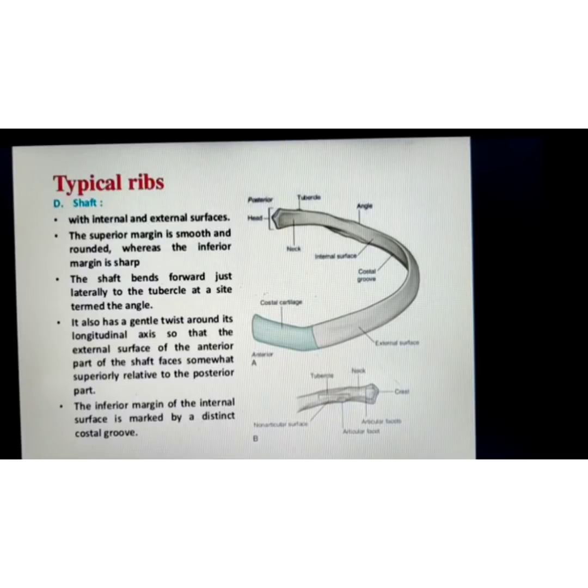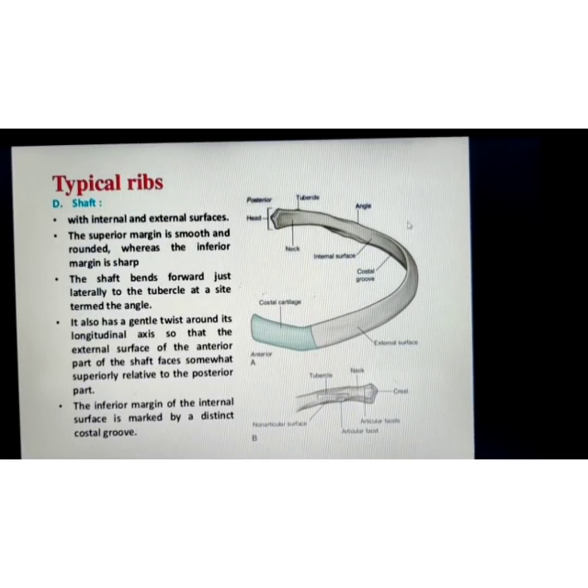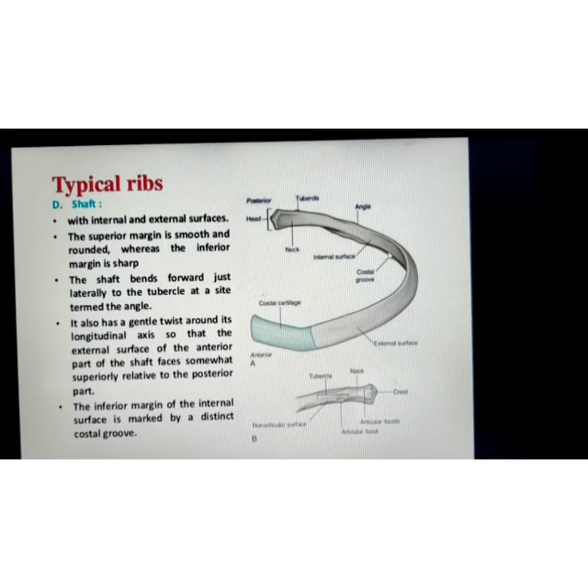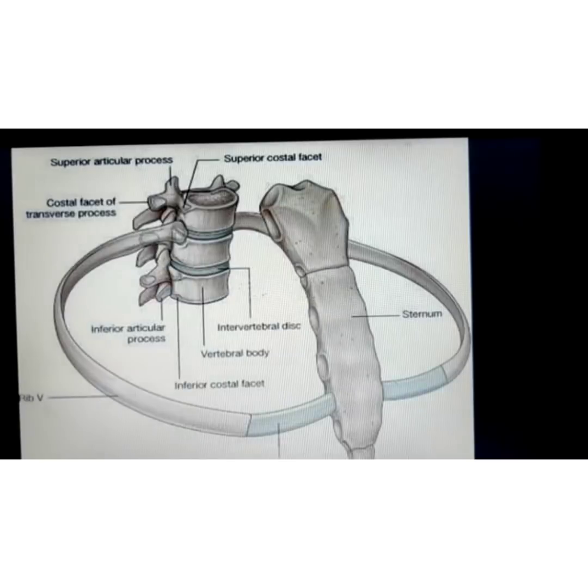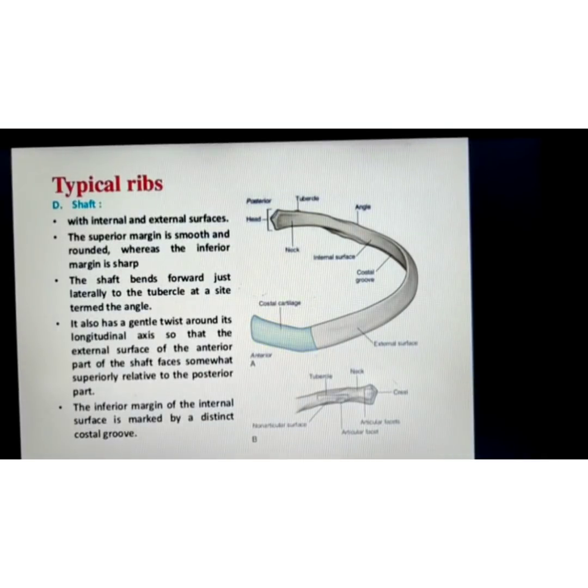Now the inferior margin, or the inferior border of the typical rib, is marked by a distinct costal groove, which contains the neurovascular bundle. The costal groove always faces inferiorly.